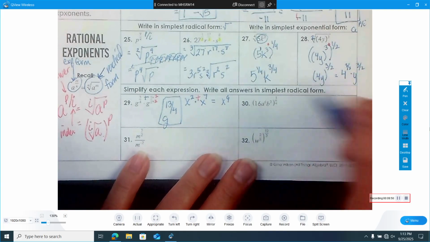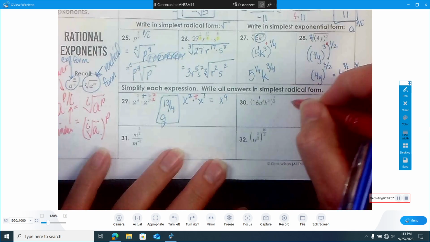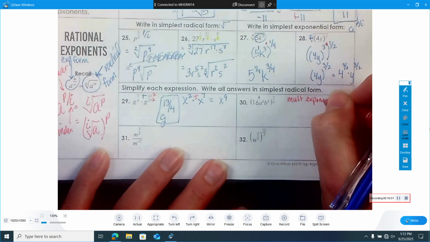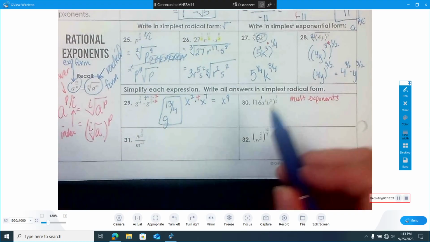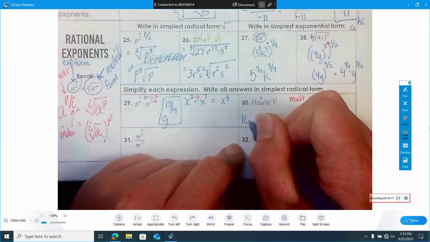Again, on number 30, this is a power to a power. What do you do when you have a power to a power? Multiply the exponents. All right, and what you really want to look at here is that 16 also has its own little exponent. And so we have 16.